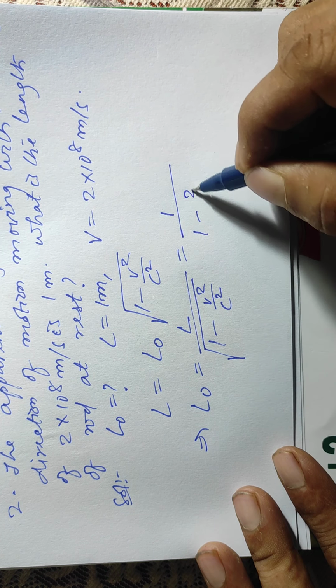See here, your third problem is: a spaceship is 50 meter long on the ground.